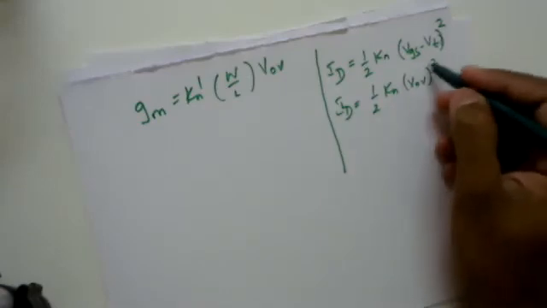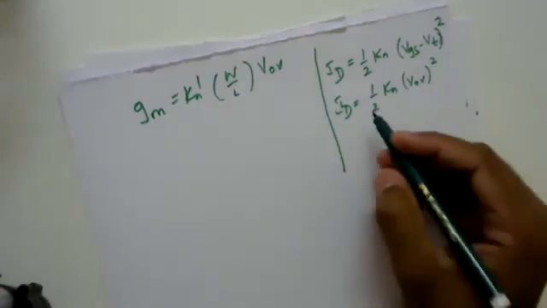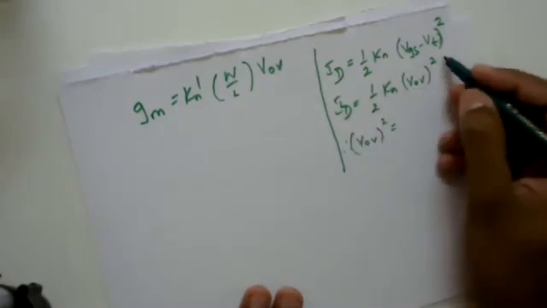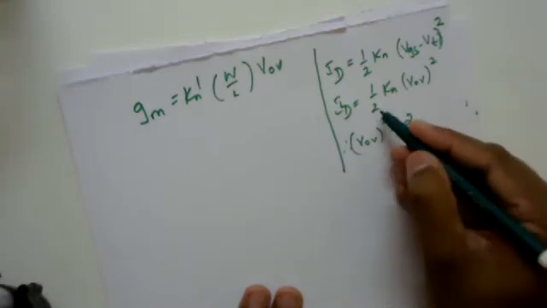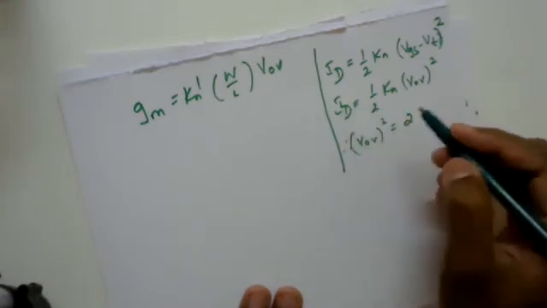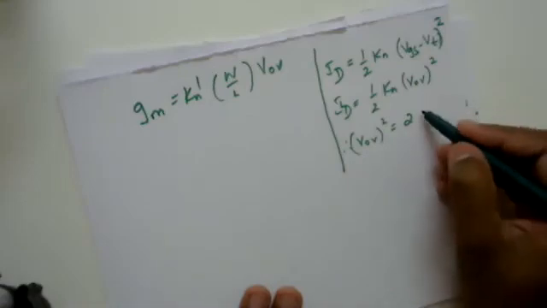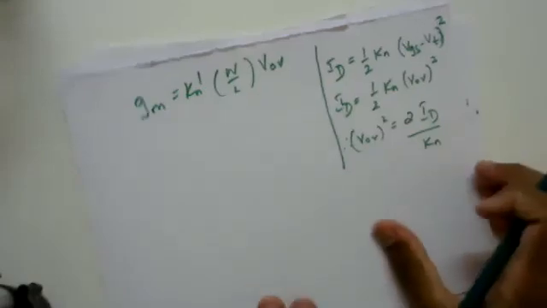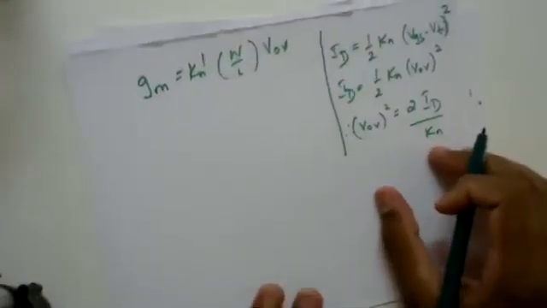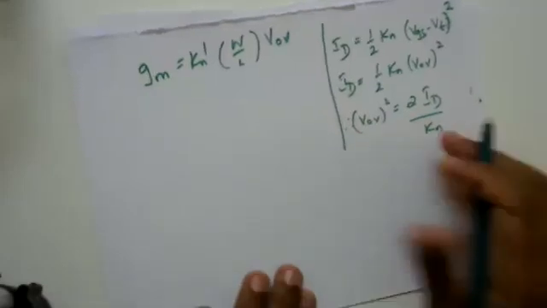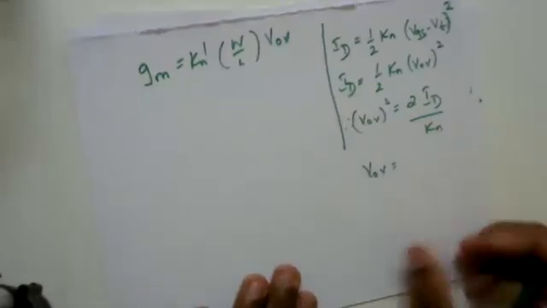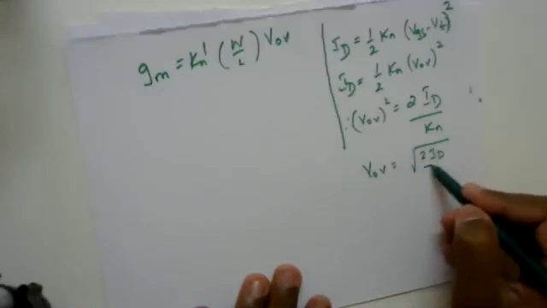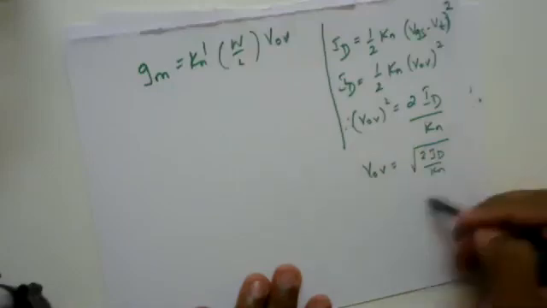Now if I want to write it for VOV, how do I write it? First I will write it for VOV square. So VOV square will be equal to 2 times ID divided by Kn, taking this 2 from the denominator of the RHS to the LHS. Now I don't want VOV square, I want VOV. So how to write this? VOV will be equal to square root of 2 times ID divided by Kn. So this is the expression.